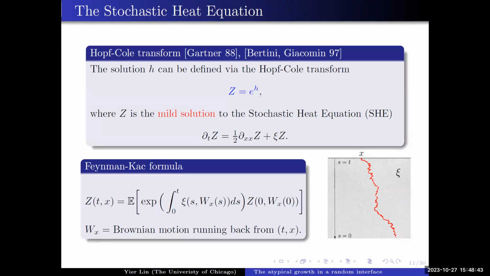And for the stochastic heat equation, the solution also has a different representation, and you can view it as the partition function of a directed polymer. What I mean is you apply the Feynman-Kac formula to solve this equation, and then you will have some Brownian motion that comes from this Laplacian, running in some random environment given by this noise. And the Brownian motion is actually running backward. It starts from time t and goes back to 0, and picks up the value.